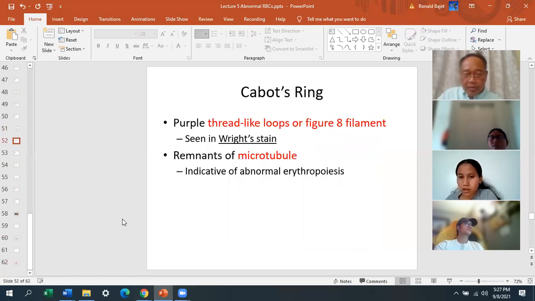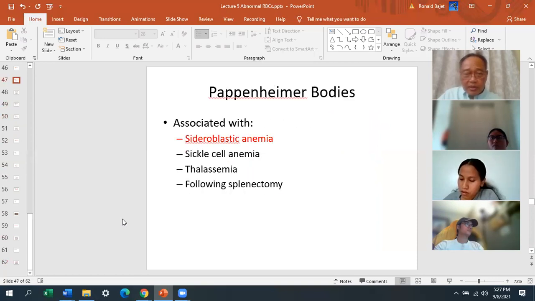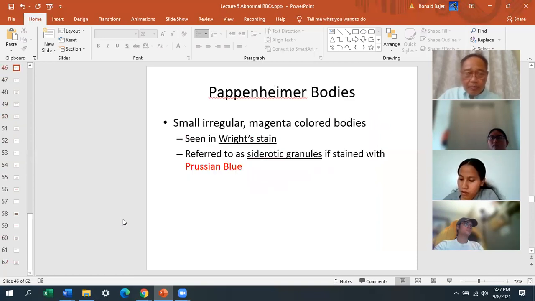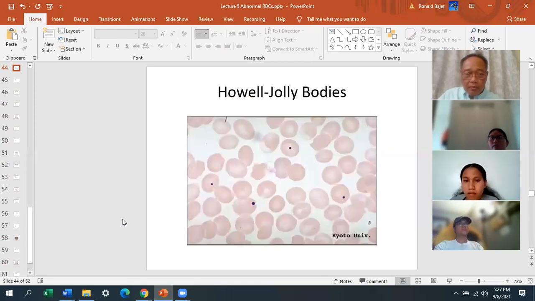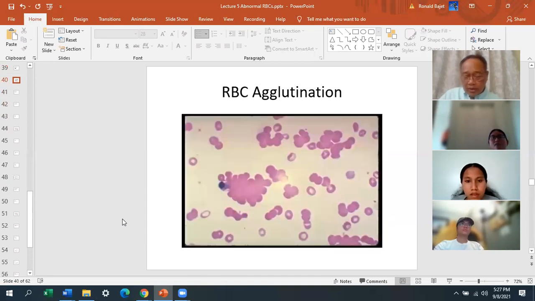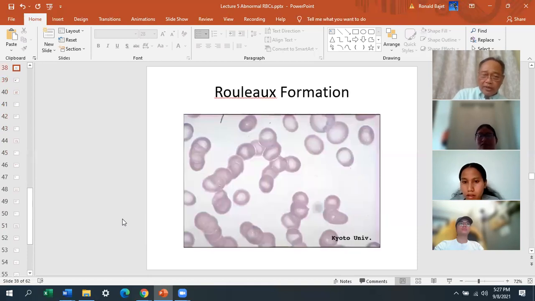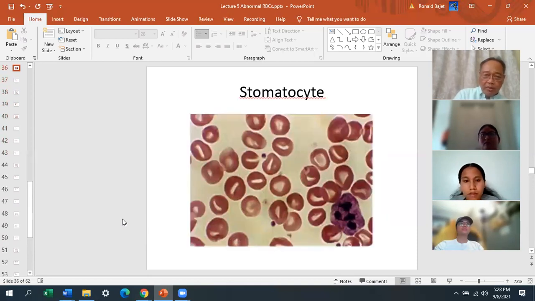Like Cabot's ring is remnants of microtubule. Basophilic stippling is precipitated ribosomes. Pappenheimer bodies consist of iron. Howell-Jolly bodies are denatured DNA. Know the difference between agglutination, what causes the agglutination, which is the anti-I antibody, a cold antibody, or the cold agglutinins. And rouleaux is caused by protein, the Waldenström's or the multiple myeloma.